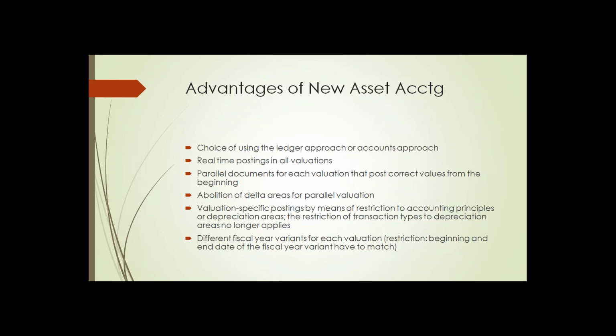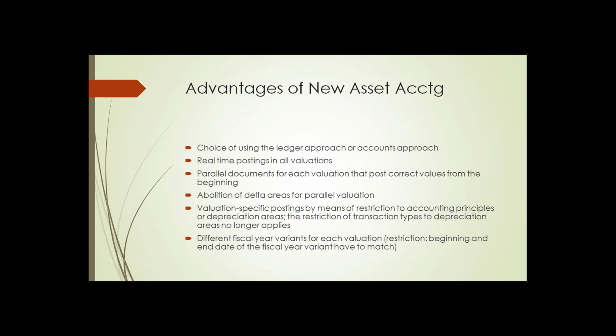So parallel documents will be created for each valuation, and they will be posted correctly from the beginning. Till now, in case of parallel valuation, normally I don't post real-time postings into my non-leading depreciation areas. But going forward, whenever I post anything into my new asset accounting, it will be posted in all the valuation areas. At the same time, they will also be real-time postings, and they will separately create different document types or different document numbers for each parallel valuation.